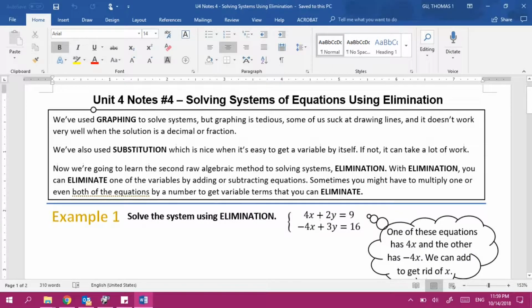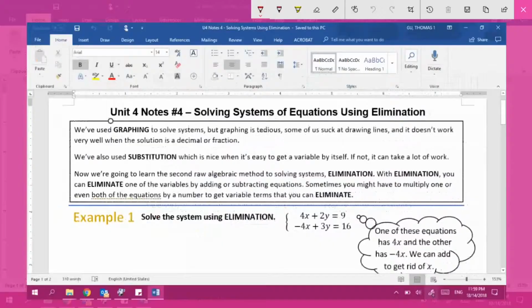So we've learned how to use graphing to solve systems, but graphing is tedious, and some of us are bad at drawing lines, let's just be honest, and it doesn't work very well when solutions are decimals or fractions, because you can't exactly tell where they are. Then we've learned how to use substitution, which is nice when it's easy to get a variable by itself, but if not, it can take a lot of work.